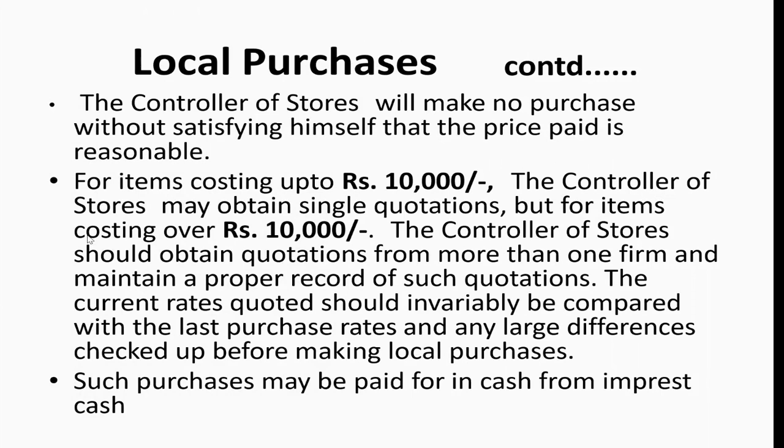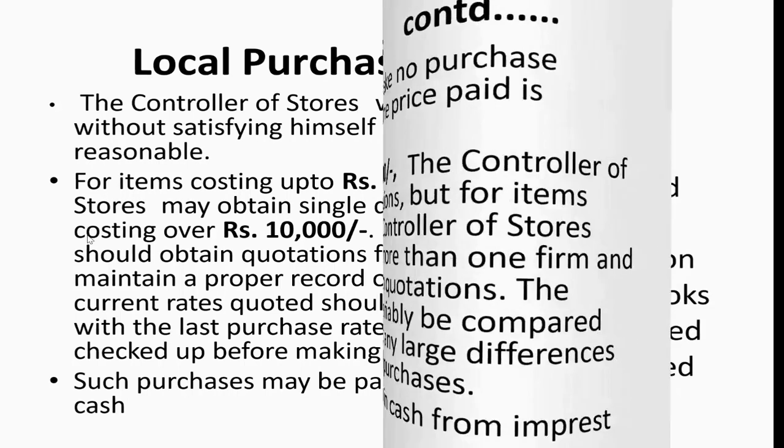For items costing up to Rs. 10,000, the controller of stores may obtain single quotations, but for items costing over Rs. 10,000, the controller of stores should obtain quotations from more than one firm and maintain a proper record of such quotations. The current rates quoted should invariably be compared with the last purchase rates and any large differences checked up before making local purchases. Such purchases may be paid for in cash from imprest cash.